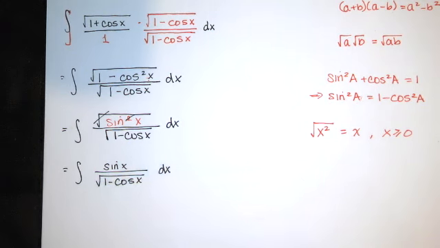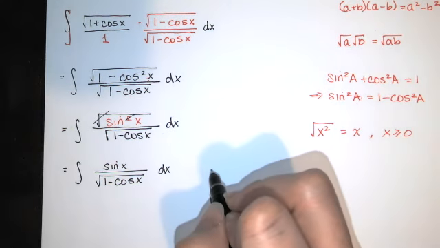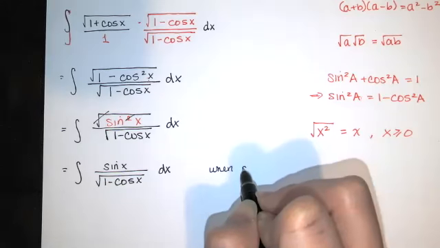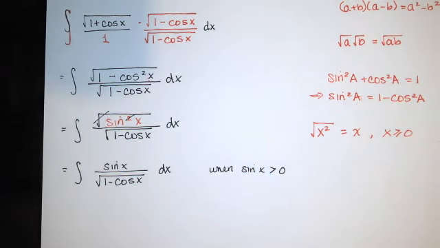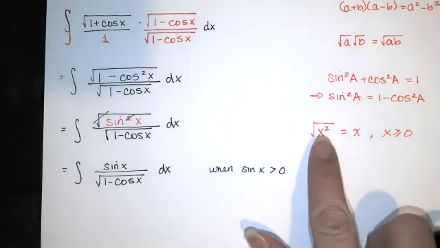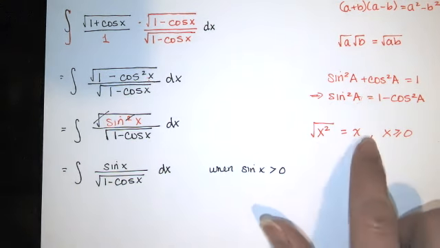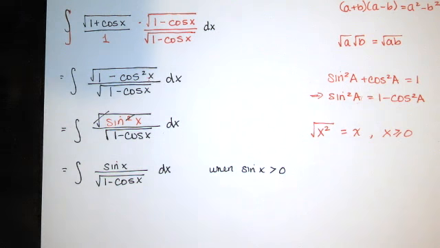But in order for those to truly be equal, this is assuming that sine of x is greater than 0. If sine of x is less than 0, then we actually have to multiply by negative 1. I'm not going to get into that too much right now. But yeah, this is equal to this, provided that x is actually non-negative.